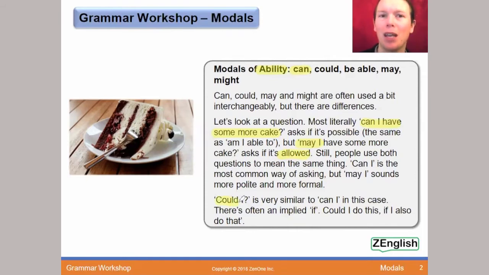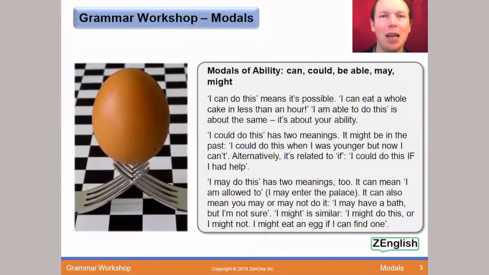Could I? It's very similar to can I. Could I has a sort of implied if. Could I do this if it's okay? Could I do this if I also do that? So we'll move on and look at more of this same topic.